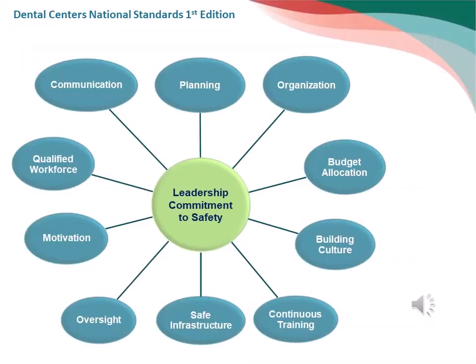This slide explains the function of management toward FMS. It requires 10 functions from the leadership: planning, organization, budgeting, building culture, continuous training, safe infrastructure, oversight, motivation, qualified workforce, and communication. All need to be addressed by the leadership for the FMS. This is the main objective of the first standard. So this needs to be documented, and the management or leadership has a systematic way of addressing all of these 10 functions, writing them down, and seeing how the progress is being made.